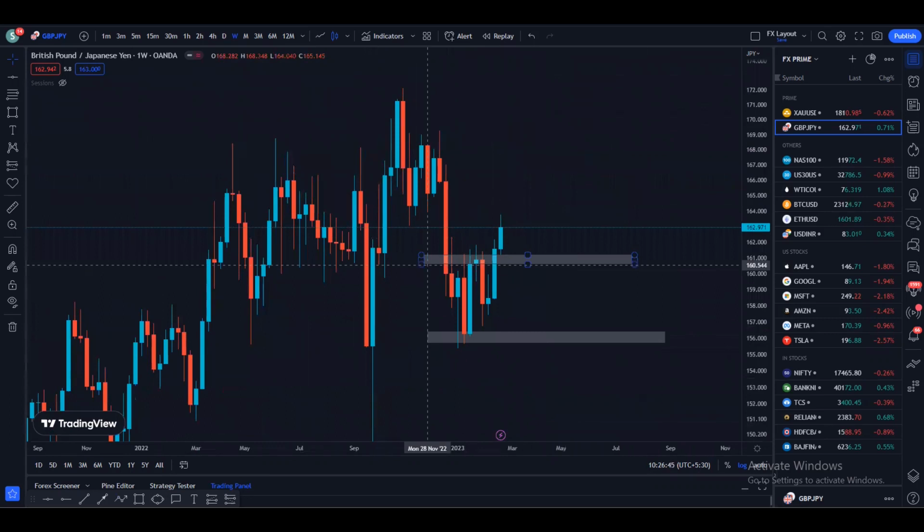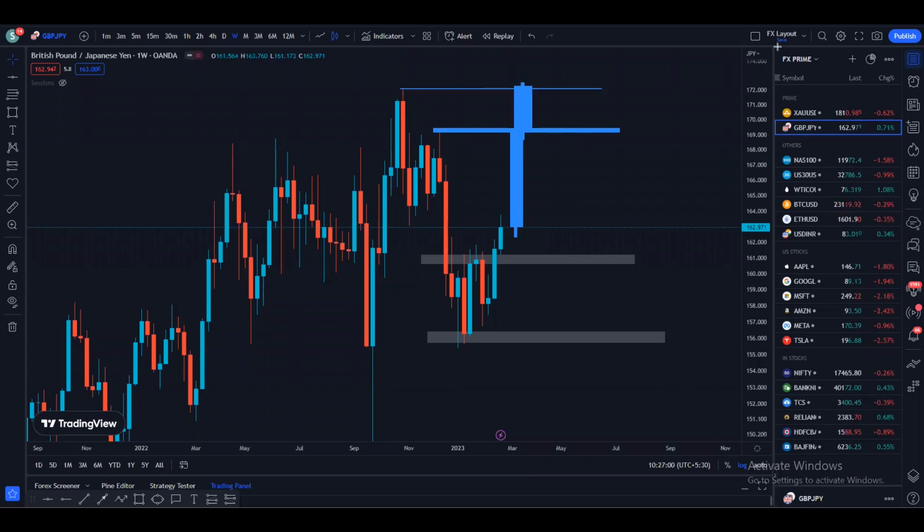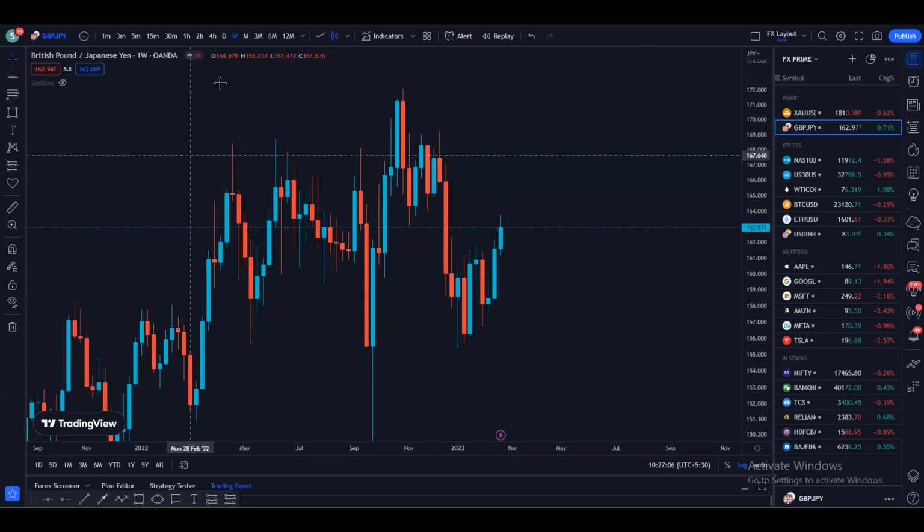So now there is a pretty high probability that, if the price respects the low of the previous candle, there will be a pretty high probability to retest not only this high, but maybe this high as well. So that is something we see on the weekly time frame. Now, to find out more detail, let's go to the daily time frame.